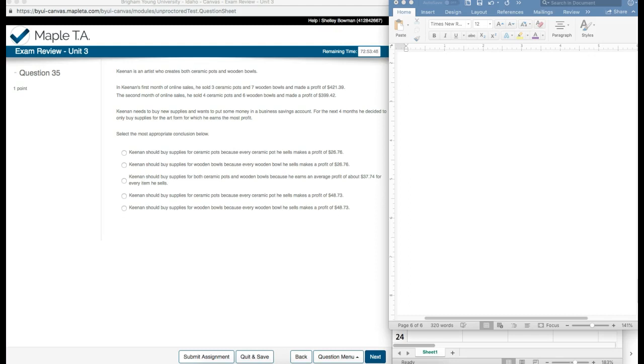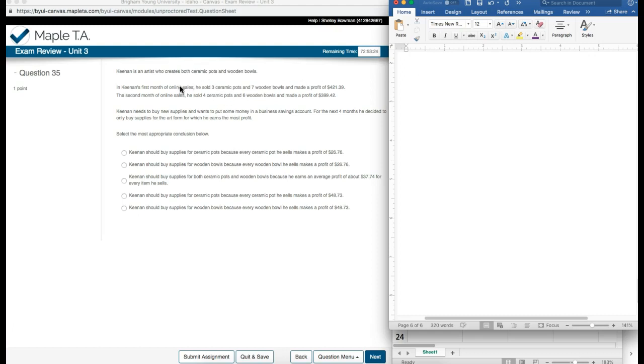most profit. Okay, so the first thing we need to do is come up with our 2 equations here so that we can solve our system and hopefully figure out what they're looking for down here. So the first thing I want to look at is I don't know how much the ceramic pots and how much the wooden bowls are being sold for.